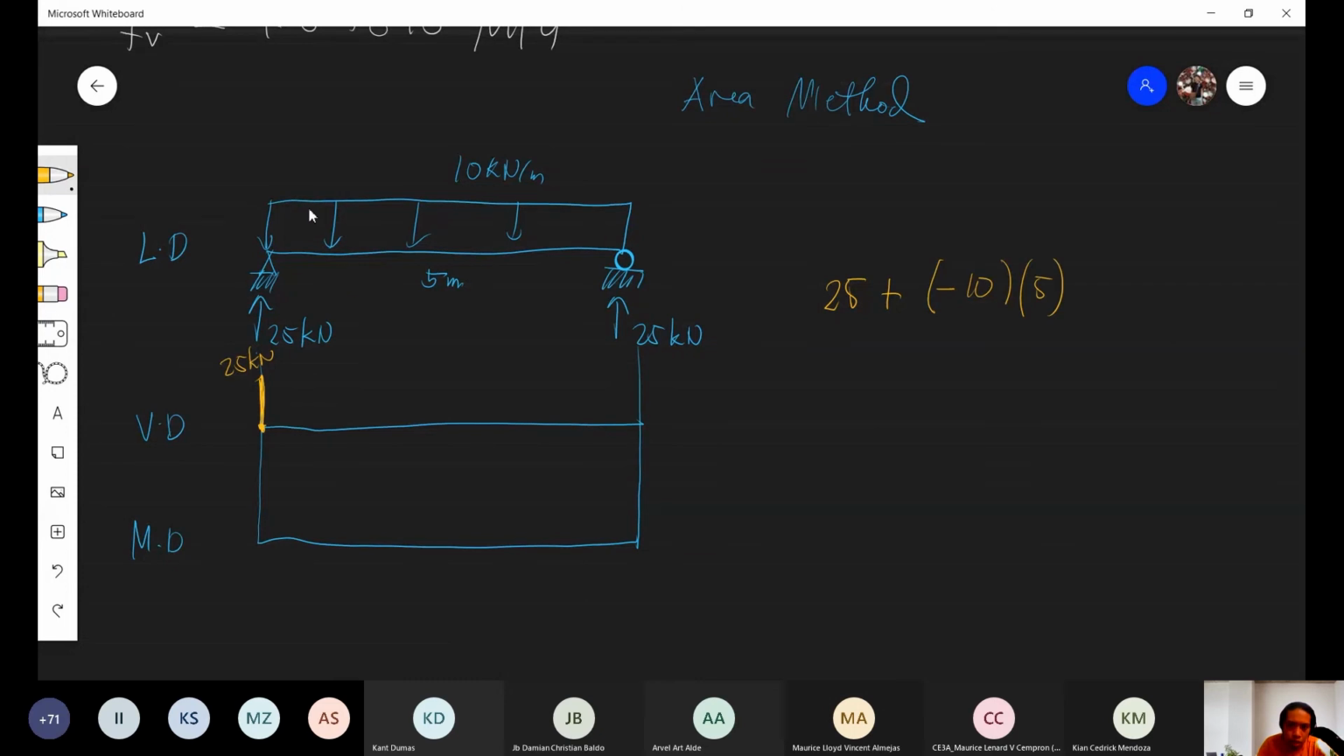That's the area, right? 10 times 5, negative 10 because it's downward. So the result is negative 25. Right? Negative 25. So you draw here negative 25, somewhere here. This is negative 25. Just a straight line.